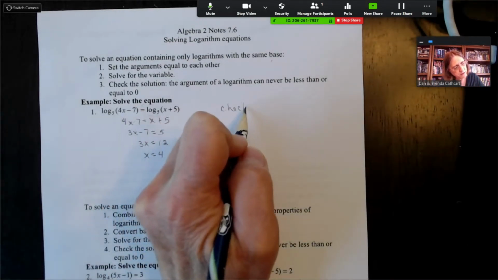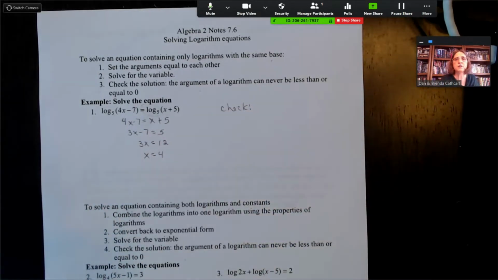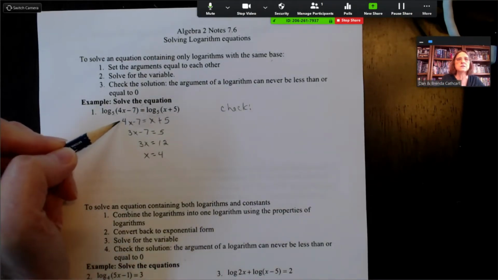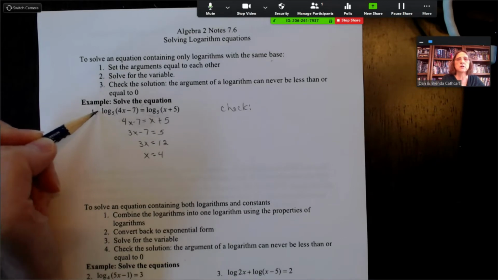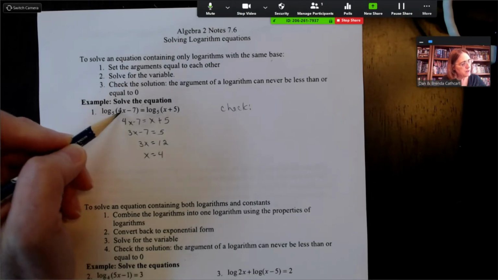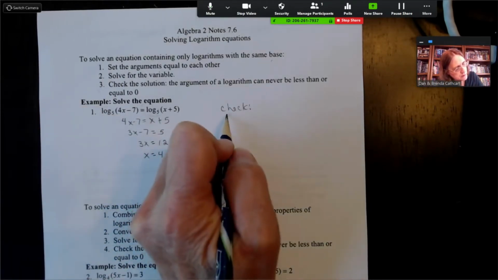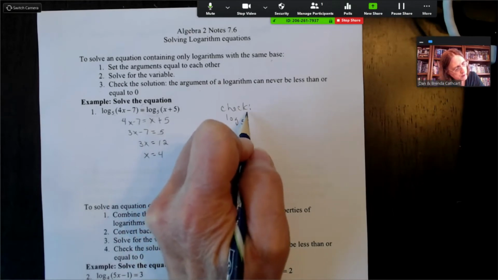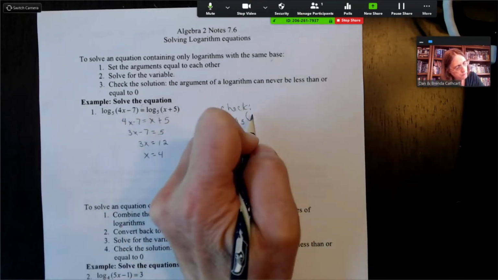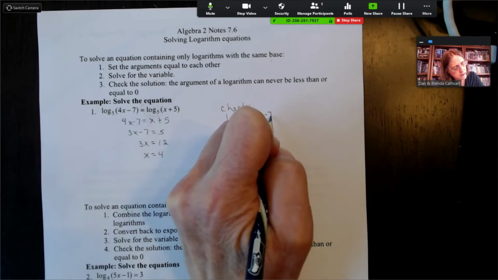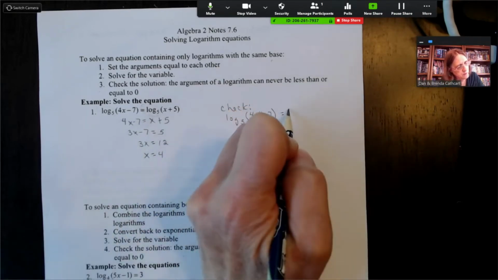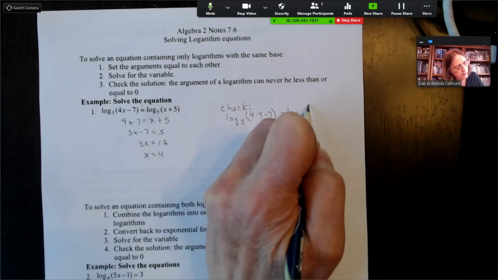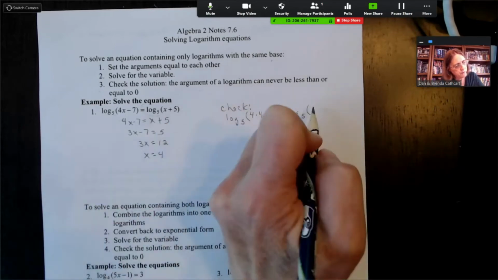So we're going back to the check, and it always needs to be checked in the original equation. It has to work in the original equation for it to be a solution of that equation. So let's put 4 back into our original equation. We have log base 5 of 4 times 4 minus 7. Does that equal log base 5 of 4 plus 5?